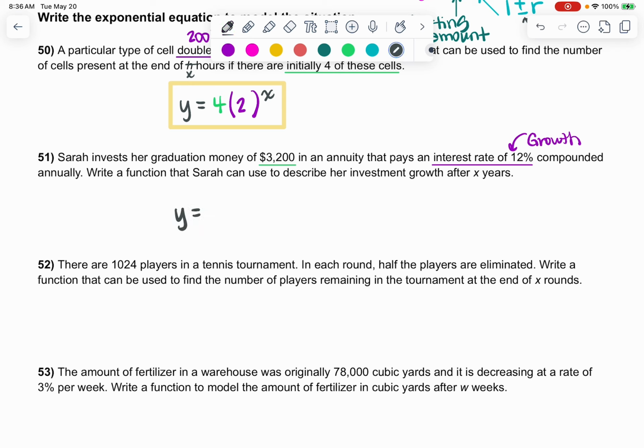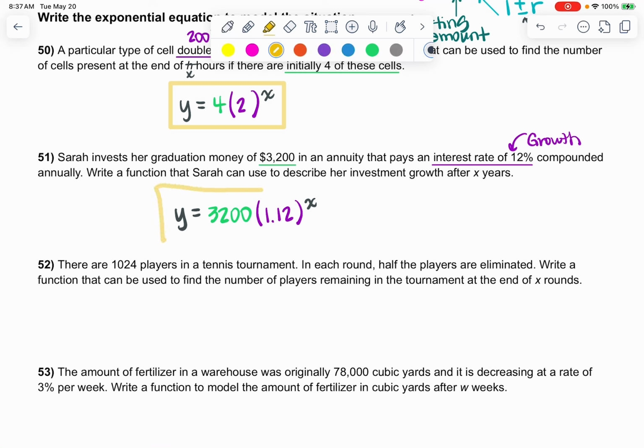All right, so y equals her initial investment of $3,200. And then if you're growing 12%, please don't just put 12%, right? She still has 100% of her $3,200. So it's 1 plus the 12%, right? Her 100% plus the additional 12% growth. And so when we write that in parentheses, it needs to be 1.12 to the x power, right?